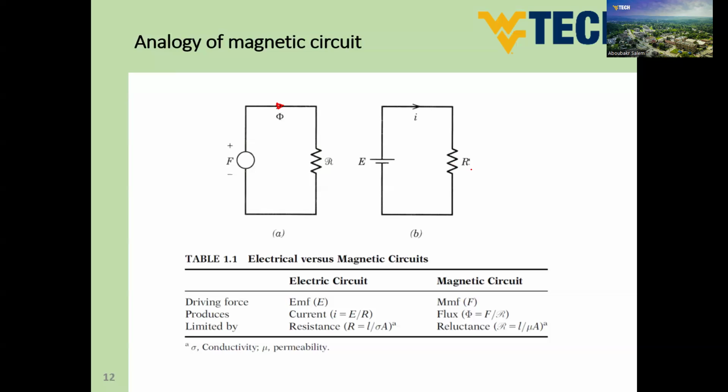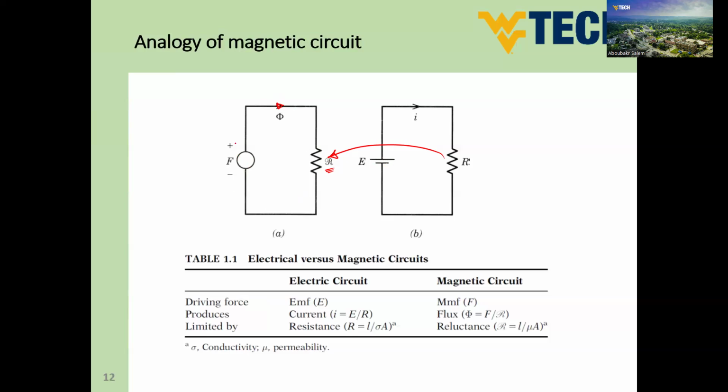The resistance of the magnetic material has a corresponding value of reluctance. So I can replace the magnetic core reluctance by a resistance like that, and instead of the resistance value, I can use the reluctance value. The supply voltage, or the EMF we have in electricity, corresponds to the magnetomotive force in magnetic circuits.